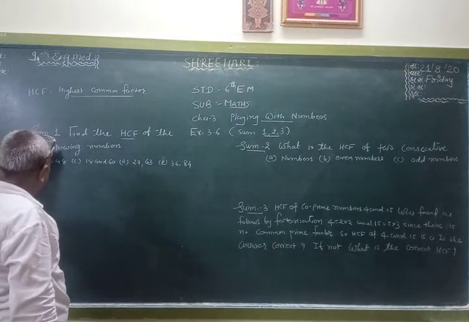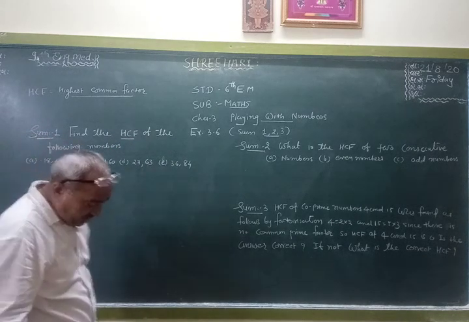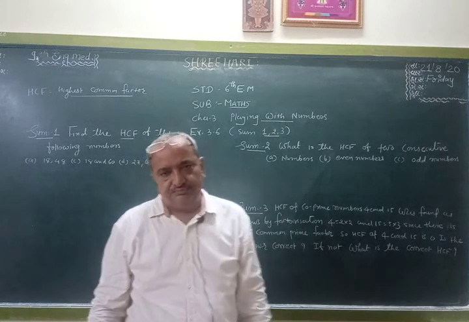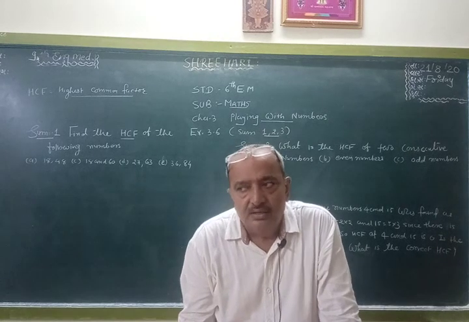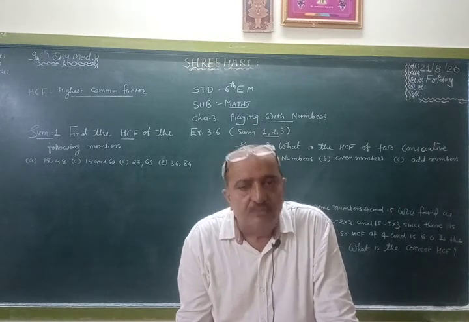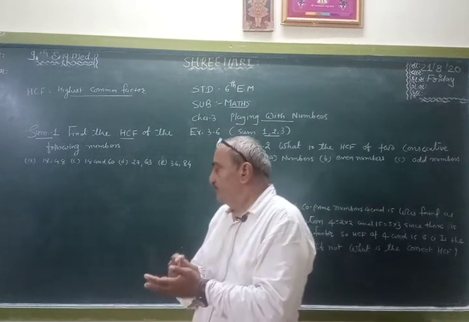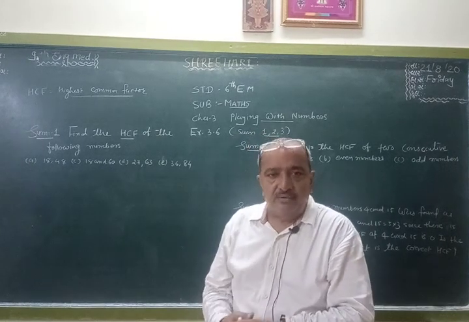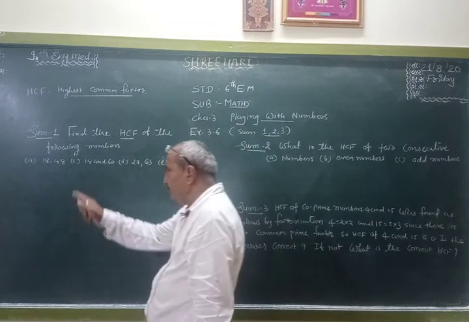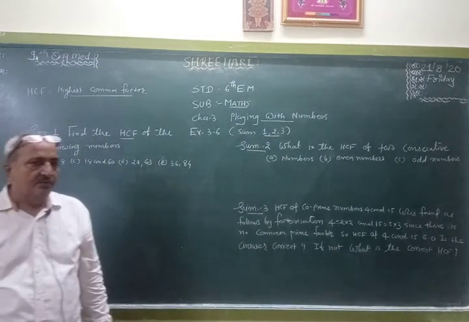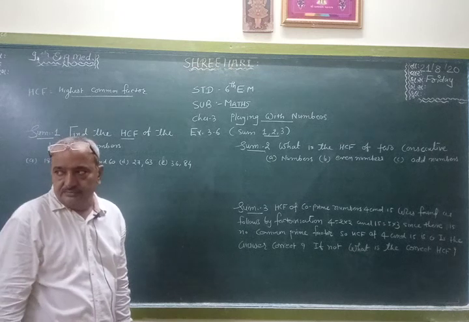Friends, sum number 1, find the HCF of the following numbers. So how can we find the HCF, highest common factor? We know about prime numbers, the divisibility tests of numbers, odd numbers, even numbers, consecutive numbers. So with the help of prime factors, we can find the HCF of any 2 or 3 numbers.